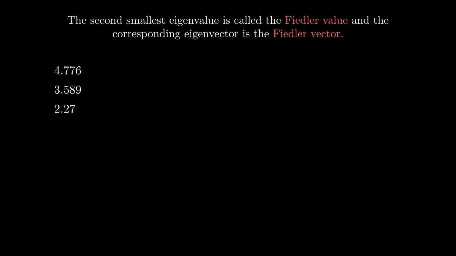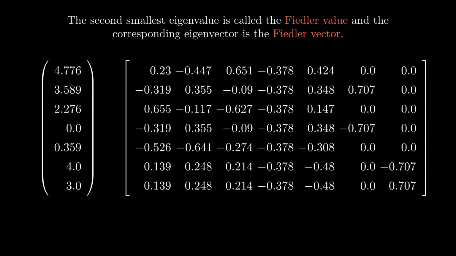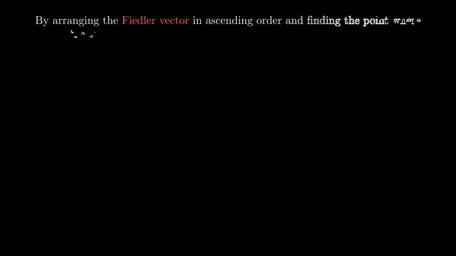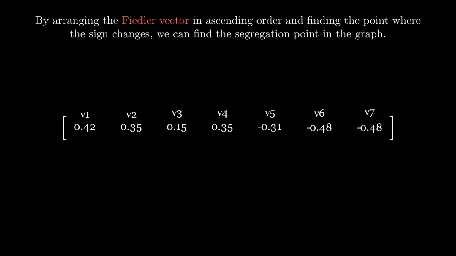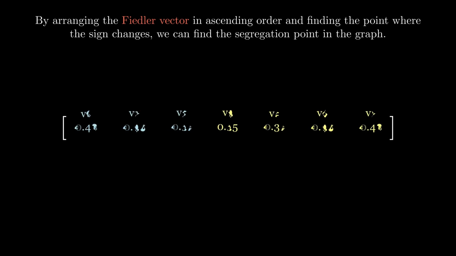Finally, we can partition the graph using some basic concepts. The second smallest eigenvalue and its corresponding eigenvector are called the Fiedler value and the Fiedler vector. In our case, it's the fifth eigenvalue. Now, by sorting the Fiedler vector and finding where the value changes from negative to positive, we can identify the segregation point in the network.